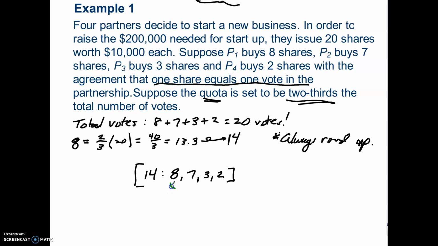It's easy to see right here. This is the number of players. Since there are 4 entries, just looking at this, I know there are 4 players. This is the quota. This is how many votes we need to pass. And then each player has their total votes.